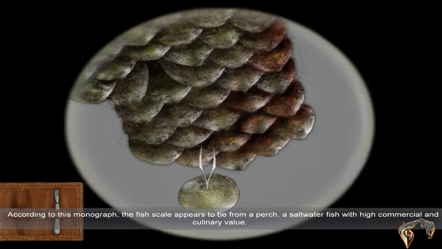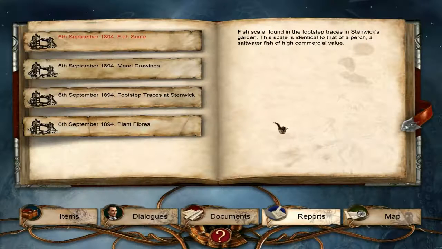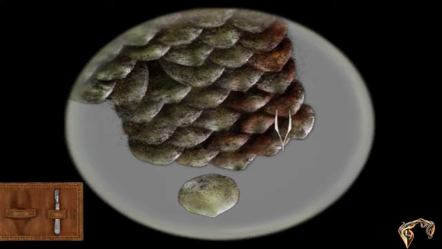According to this monograph, the fish scale appears to be from a perch, a saltwater fish with high commercial and culinary value. Fish scale found in the footstep traces in Stennick's garden. This scale is identical to that of a perch, a saltwater fish of high commercial value. So he's a fisherman?